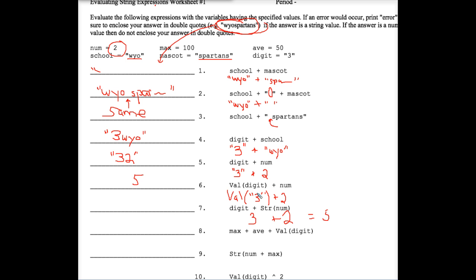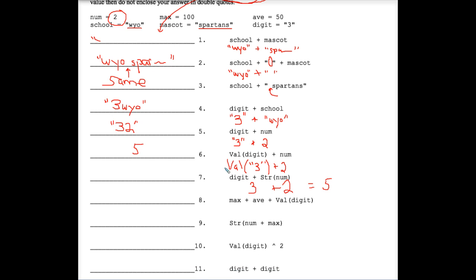See, this plus symbol works both ways. Sometimes it adds like you did in second grade, 3 plus 2 is 5. But in other situations, it glues two strings together in what we call concatenation. You have to know when it works the one way and when it works the other way. That's just what a coder, a programmer does.